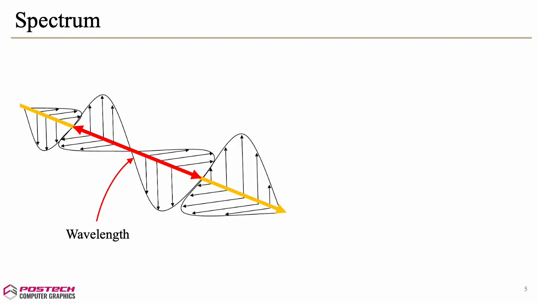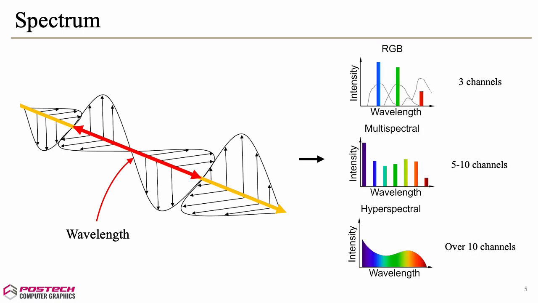The spectrum refers to the range of wavelengths of electromagnetic radiation. We can classify color imaging into RGB, multispectral, and hyperspectral based on the number of spectral bands. Even if two images have the same RGB intensities, they can have different hyperspectral distributions, providing much more information.